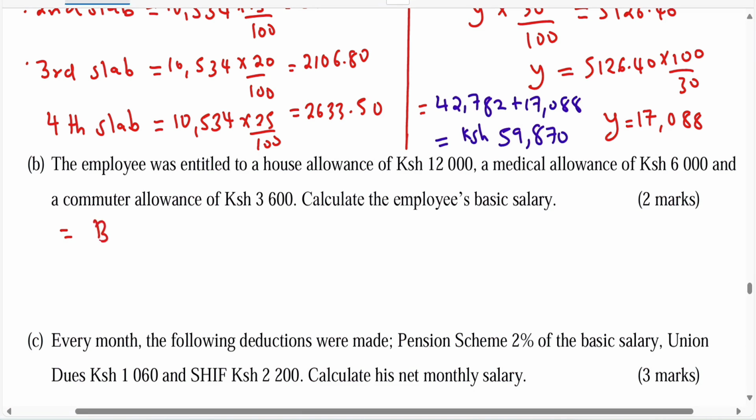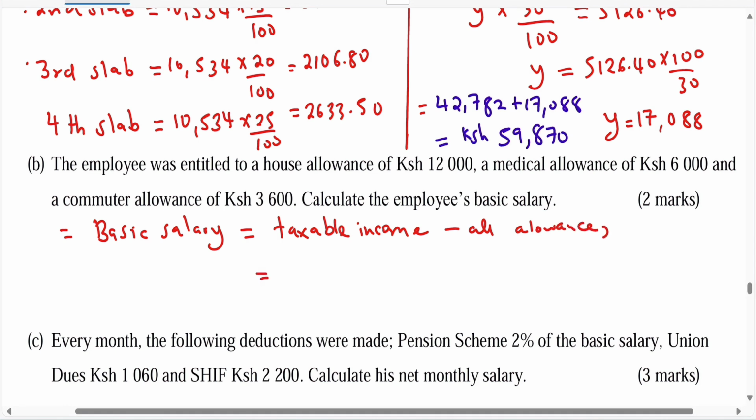So for you to get your basic salary, you just need to take your taxable income, okay, taxable income minus all allowances. So our taxable income, we got it as 59,870 minus allowances zetu zote, which is 12,000 plus 6,000 plus 3,600 Kenya shillings.